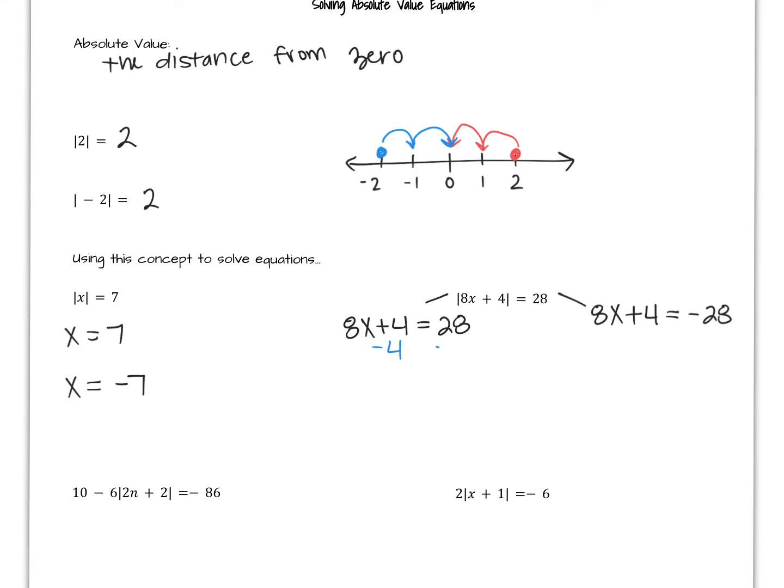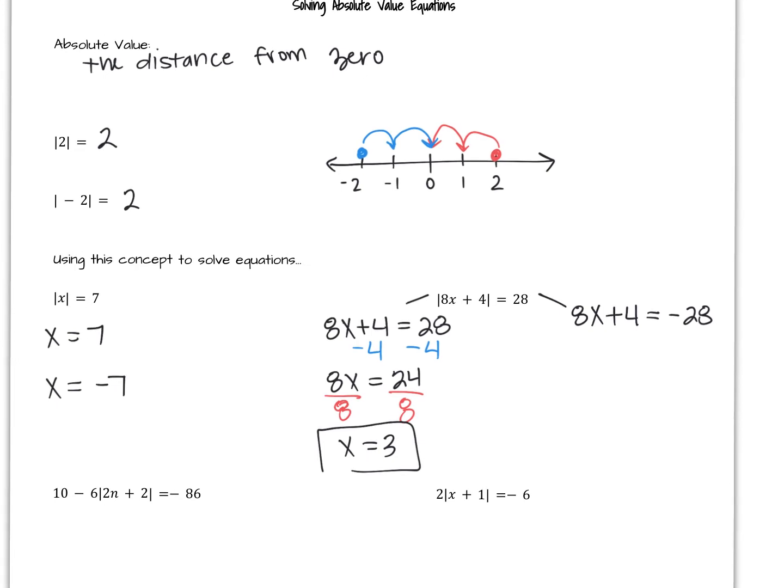My first step is going to be to subtract 4, and we get 8x equals 24. Then we're going to divide by 8, and we get that x equals 3. On our second equation, the steps remain the same. I'm going to subtract 4, but when I subtract 4 from -28, I'm actually going to get that 8x equals -32. And then we're going to divide both sides by 8, and we get that x equals -4.